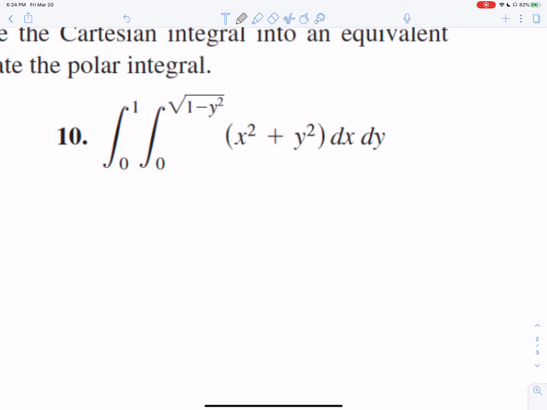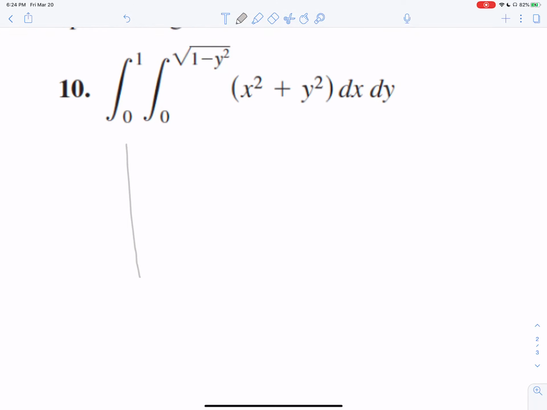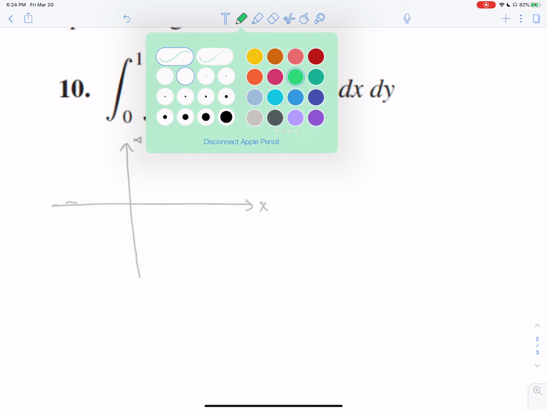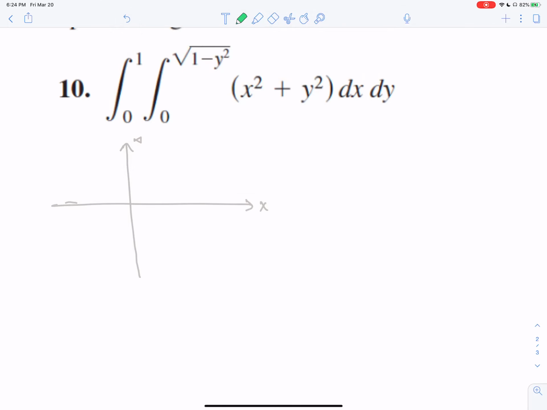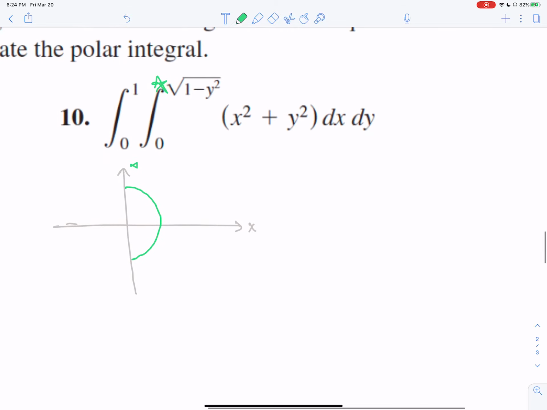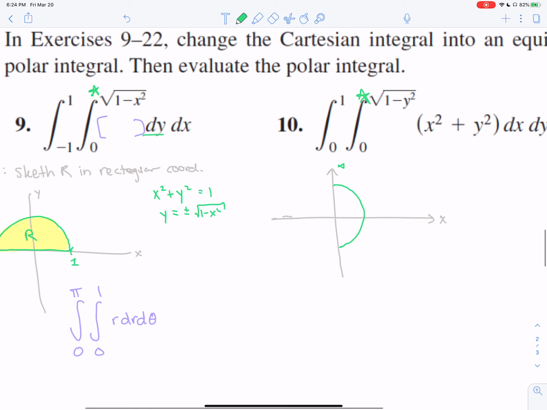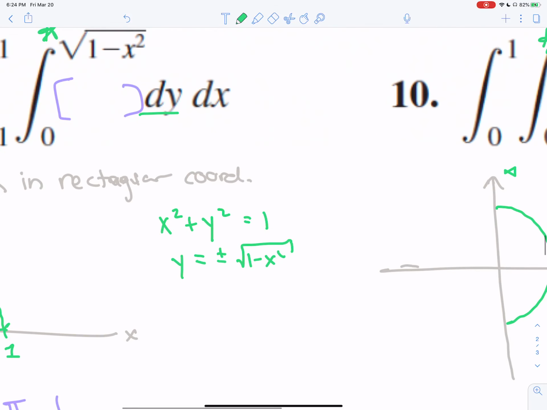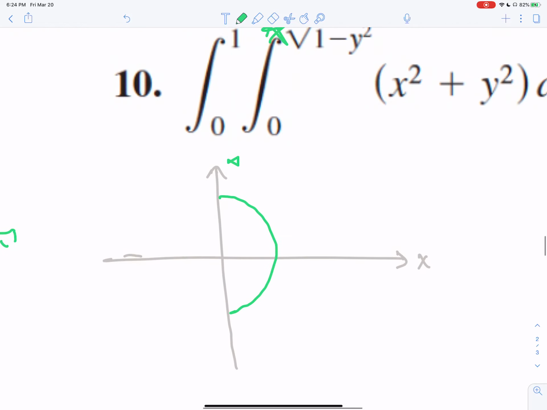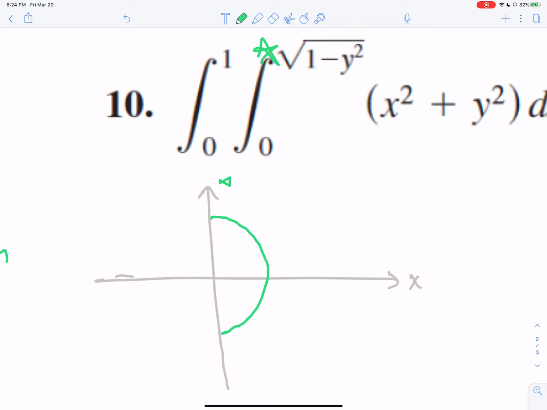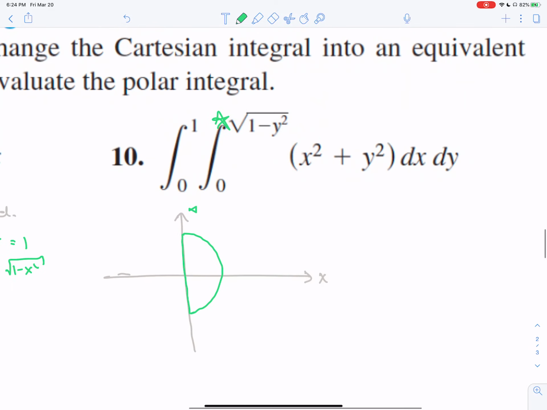Same thing, I'm going to start by sketching the region in rectangular coordinates. So here's x and y. Similarly, this equation with the square root of 1 minus y squared is going to be the right half of your unit circle. We got that from solving not for y, but for x. The x values give you x equals plus or minus the square root of 1 minus y squared, and that gives you the left and right half. Because we're just asked for the positive portion, we're just getting the positive half, so that's this part.